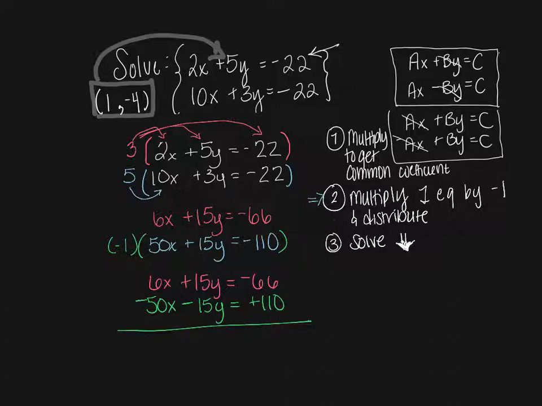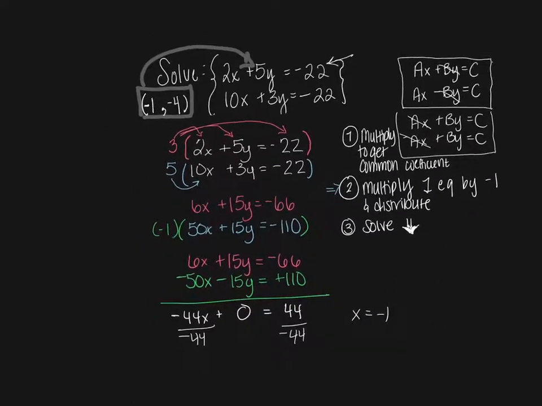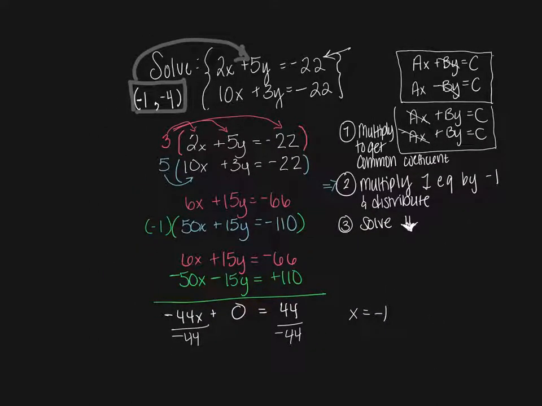Now I can solve this down. At this point I solve it down. 6 minus 50 is -44. And 15 minus 15 is 0. And -66 plus 110 is +44. If I finish this all the way out, I divide by -44. And guess what? X equals -1, which, if you recall, this was supposed to be a negative that I miswrote on the previous problem. And that gives me the exact same answer that I got before.